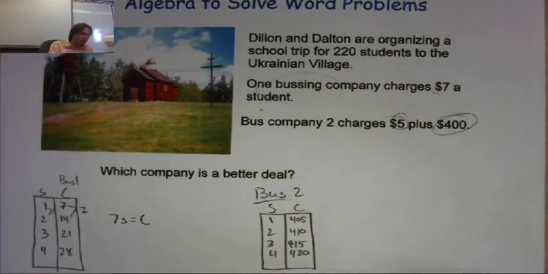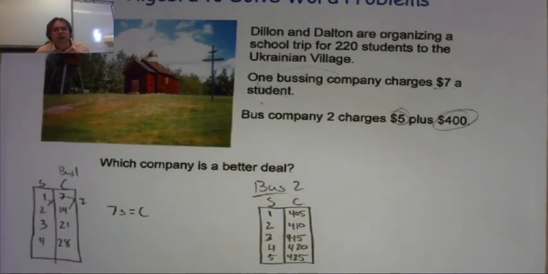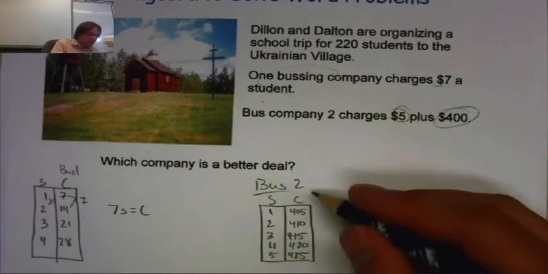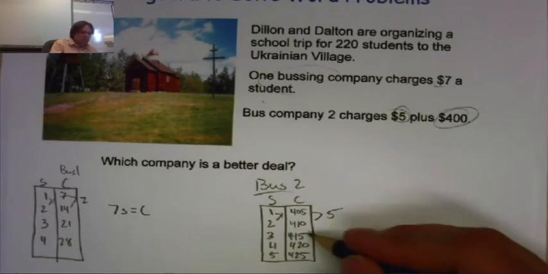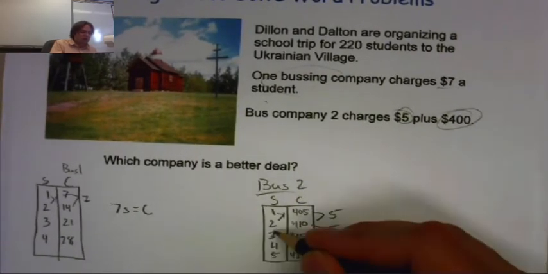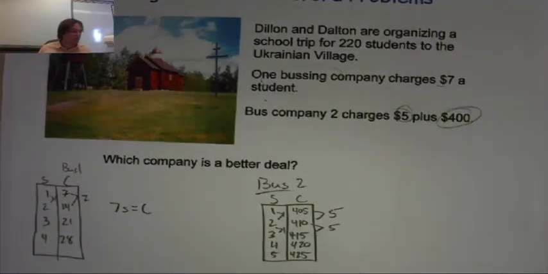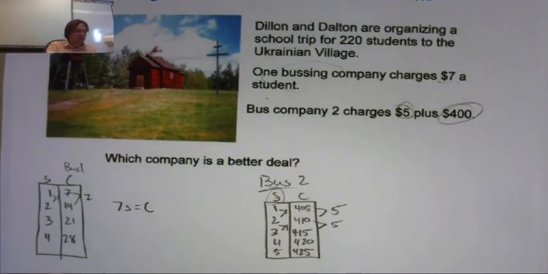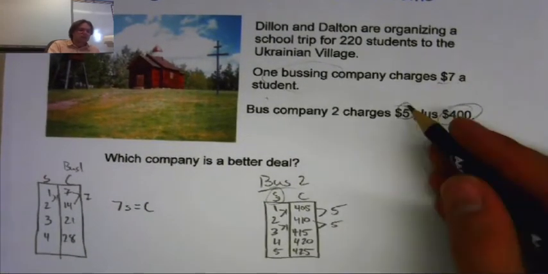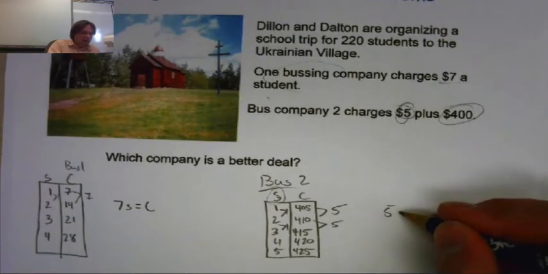And I could go on. 5 students is $425. Now, looking at this, what is the difference between these two? 5. We're going up by 1. The difference between these two is 5, and we go up by 1. So for every student, it's $5 more. So we always multiply this by 5 to show the increment of this one. And notice it's $5 a student. So that's going to be 5s.